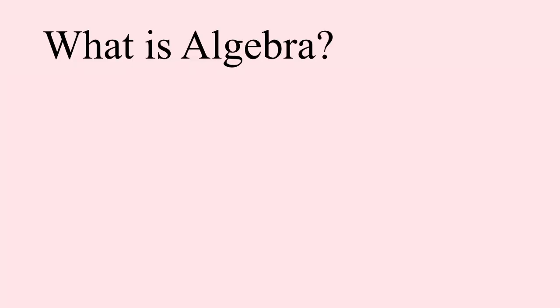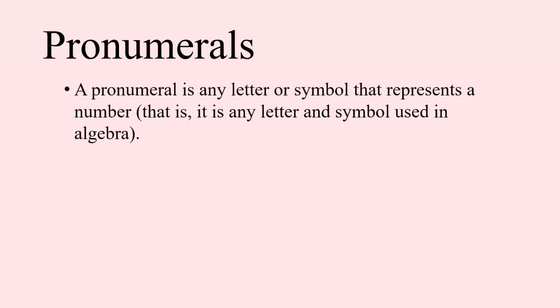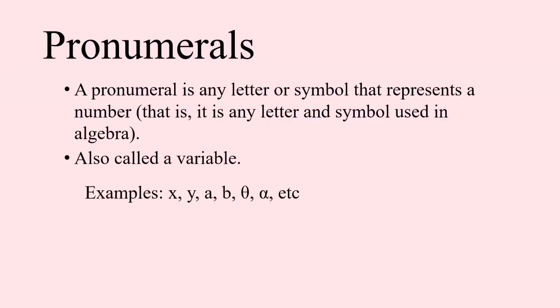Firstly, what is algebra? Algebra is using letters and symbols to represent numbers. The letters and symbols used in algebra are called pronumerals. In other words, a pronumeral is any letter or symbol that represents a number. A pronumeral is also called a variable. Examples of pronumerals are x, y, a, b, theta, alpha, etc.